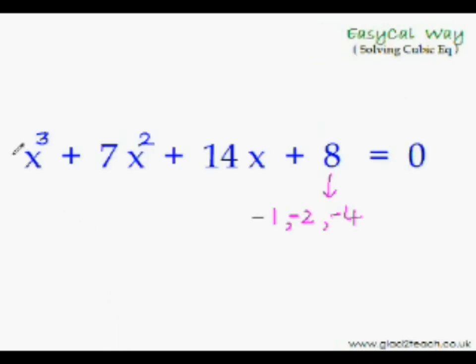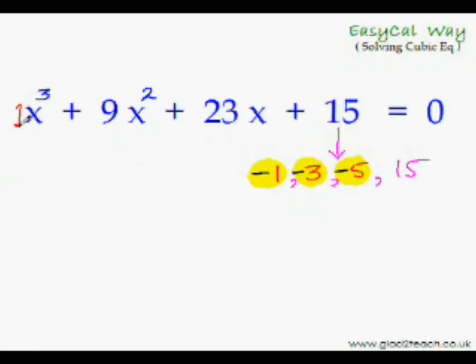You just have to add the coefficients of the alternate terms. 1 plus 14 is 15. Now add these alternate term coefficients as well. 7 plus 8 is also 15. So whenever the sum of the alternate terms is equal, then one root out of the 3 has to be minus 1. You can find that out instantly. Let me give you more examples.